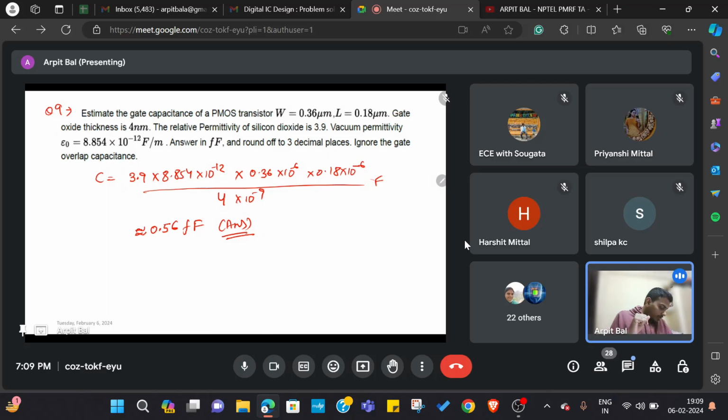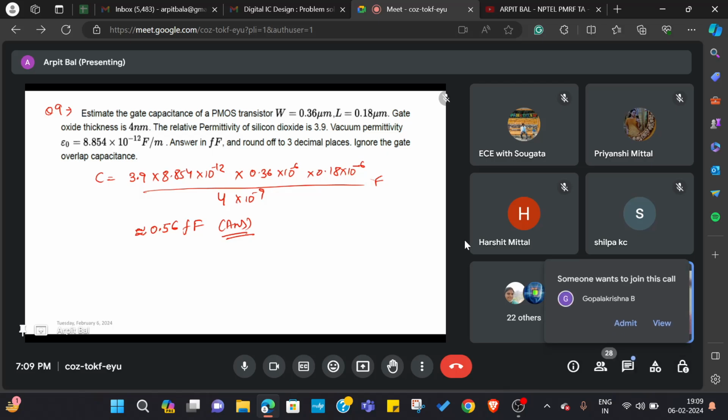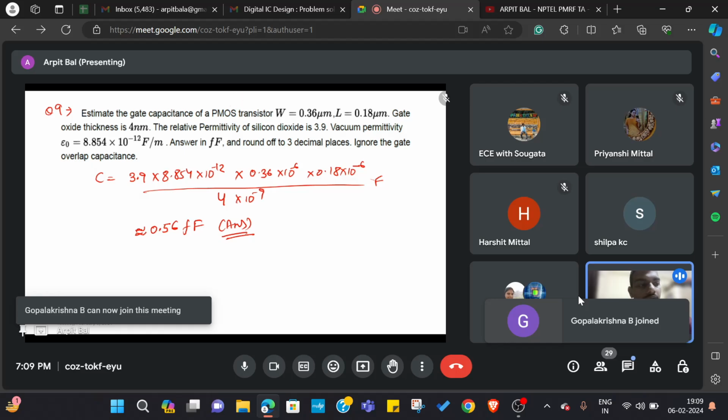Okay, so these were the set of questions that I thought of solving for today. Now let me go for the diagrammatic explanation.